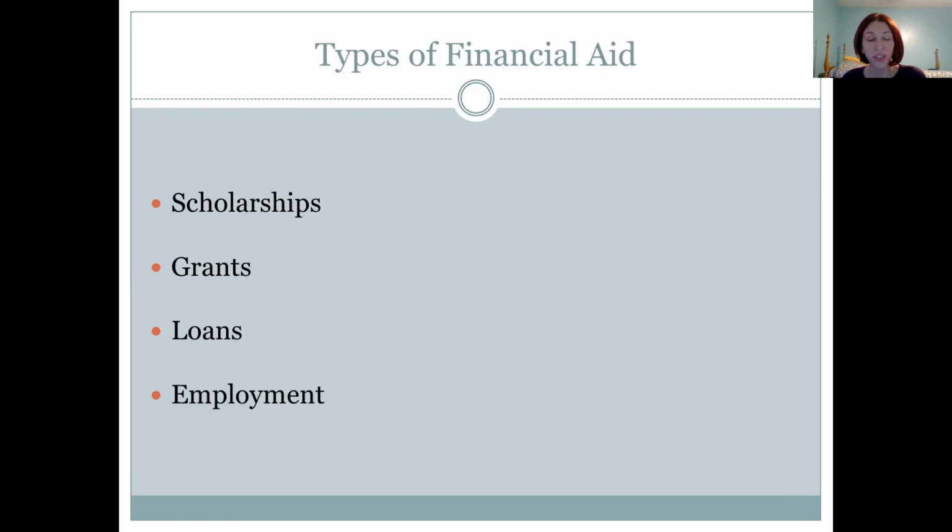There's private loans that would be in the student's name, but they need a cosigner. Those are typically not through the university, and it's not through the government. It would be through, like, Sallie Mae or Wells Fargo or something like a credit union, something like that.